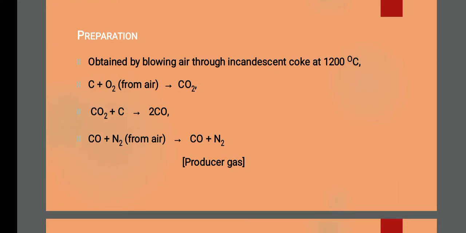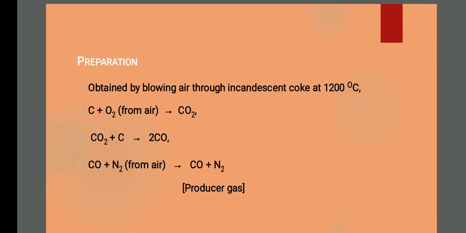Preparation. What you have to do here is take coke, which we can call incandescent coke, which is nothing but glowing coke. It's bright, pure coke. You have to take pure coke and blow air over it at a temperature of about 1200 degrees centigrade. In water gas production, we took coke and passed steam over it at 1000 degrees centigrade. Here you take the same coke, but blow air over it at a temperature of about 1200 degrees centigrade.